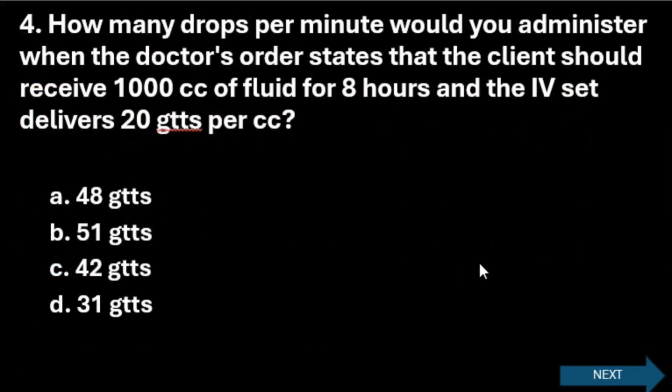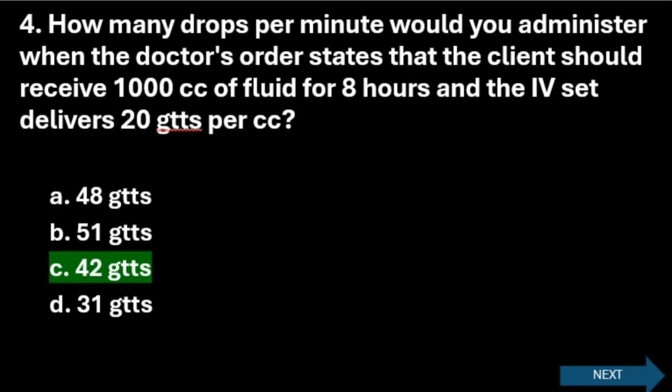Next question. How many drops per minute would you administer when the doctor's order states that the client should receive 1000 cc of fluid over 8 hours and the IV set delivers 20 gtt per cc? Option A, 48 gtt. Option B, 51 gtt. Option C, 42 gtt. And option D, 31 gtt. The right answer is option C, 42 gtt.